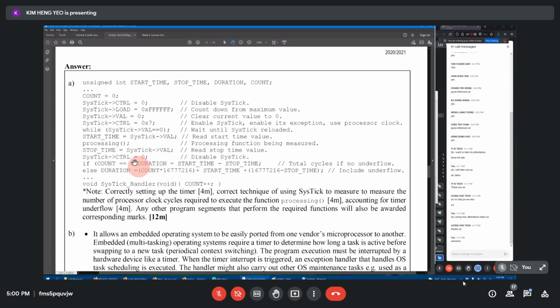If there is no underflow, the SysTick timer didn't underflow, count will be 0, and my duration is just a simple matter of start time minus stop time. Very simple, no problems. But if there is underflow, then I have to take into account how many times it underflowed.